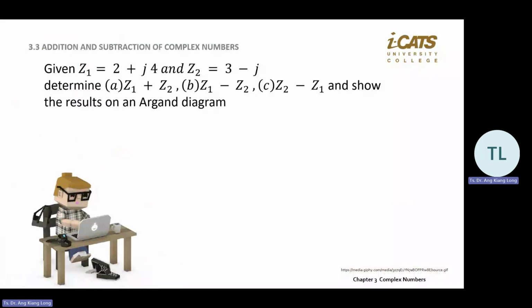Okay, let's do a small exercise. You're given two complex numbers, Z1 equal to 2 plus j4 and Z2 equal to 3 minus j. The question asks you to find Z1 plus Z2, Z1 minus Z2, and Z2 minus Z1, and show the result on the Argand diagram. See if you're able to solve this one.